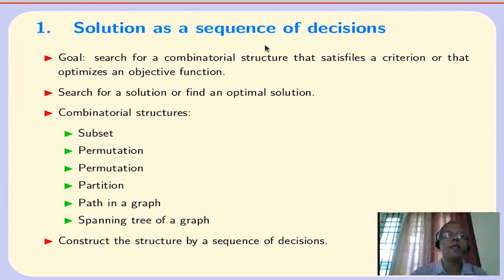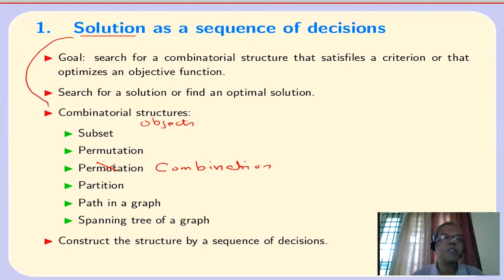Okay. The solution that we are searching for is a combinatorial object or combinatorial structure. Examples for combinatorial objects are subset, permutation, combination, partition, path in a graph, spanning tree of a graph. These are examples for combinatorial structures or combinatorial objects. Our solution is a combinatorial object.